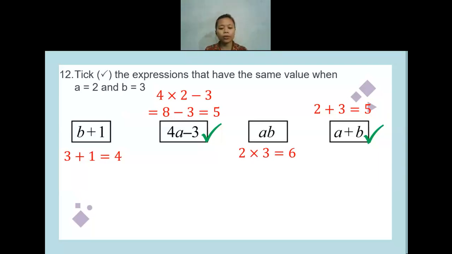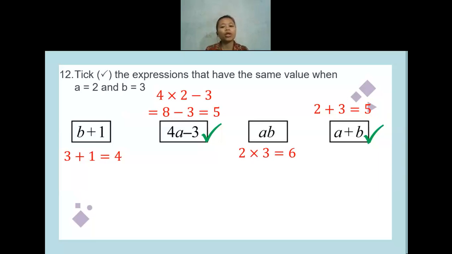And then for the next box, we have AB. AB means A times B. The A is 2, the B is 3. 2 times 3 will be equal to 6. And then the last box is A plus B. The A is 2, the B is 3. 2 plus 3 will be equal to 5.